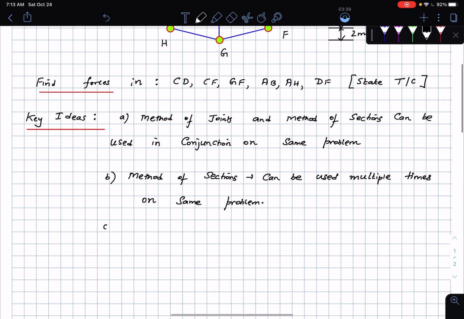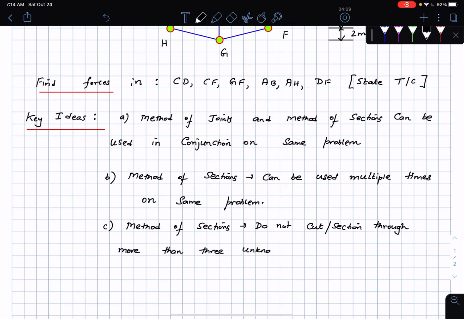The third thing that I have mentioned in my earlier video on method of sections: do not cut through or section through more than 3 bars at a time. Okay, so method of sections, do not cut or section through more than 3 unknown bars at a time.